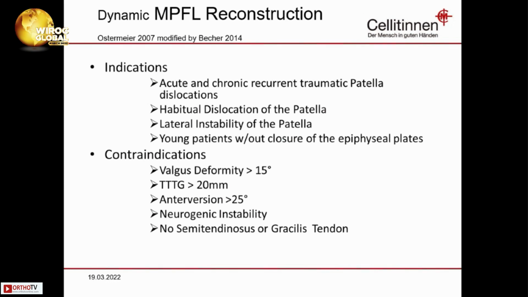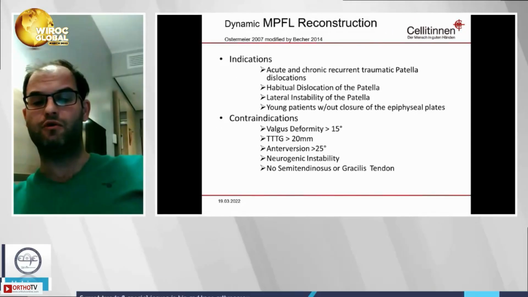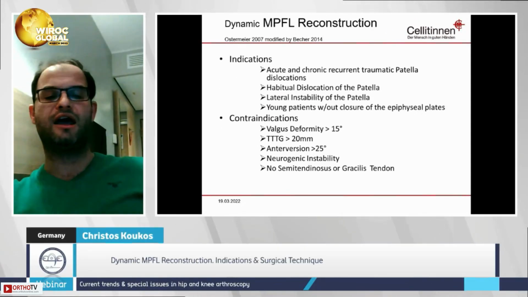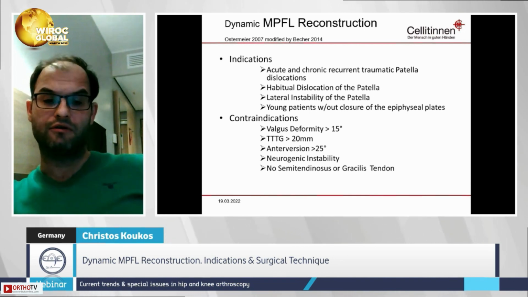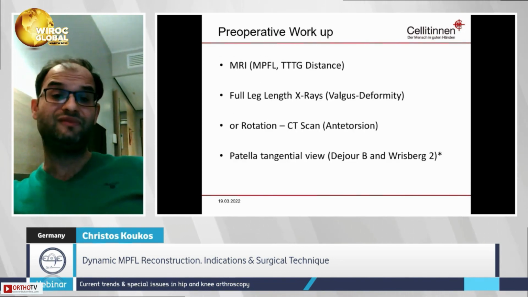Contraindications are a huge valgus deformity of more than 15 degrees, a TTTG distance of more than 2 centimeters, an anteversion of more than 25 degrees, not having a semitendinosus or gracilis tendon, or having a neurogenic instability.